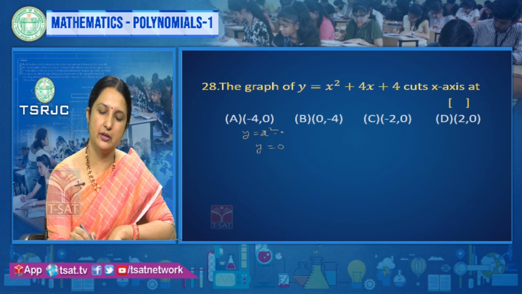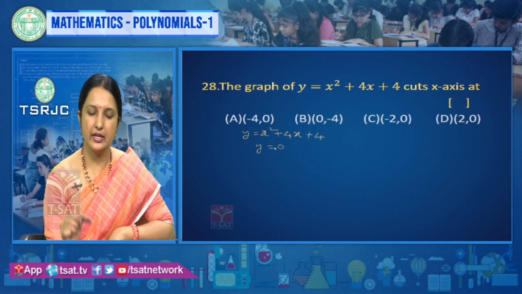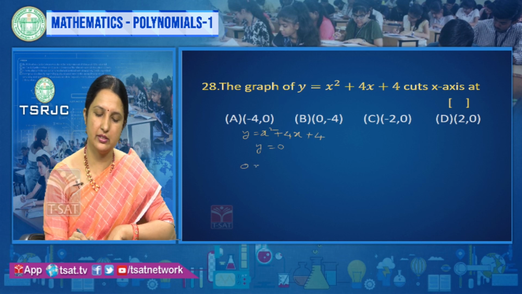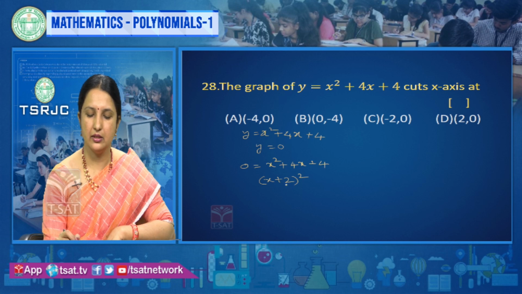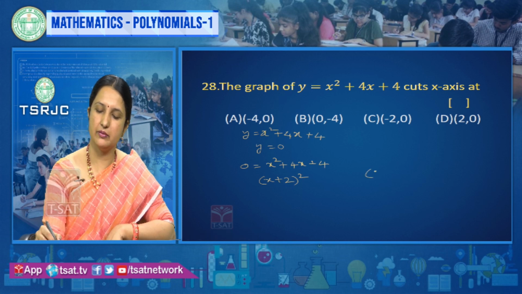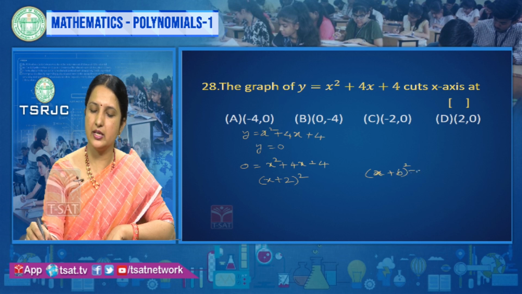In this polynomial, you write in the place of y, 0. What you get? x square plus 4x plus 4. This is same as (a plus b) whole square, no? This can be written as (x plus 2) whole square. x square plus 4 means, see, (a plus b) whole square equals a square plus b square plus 2ab.